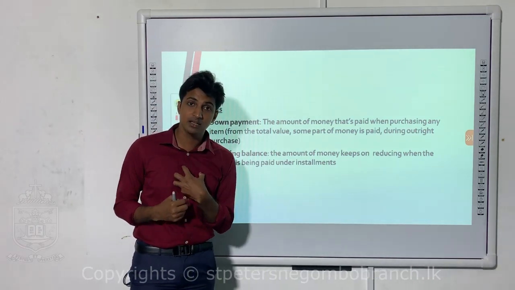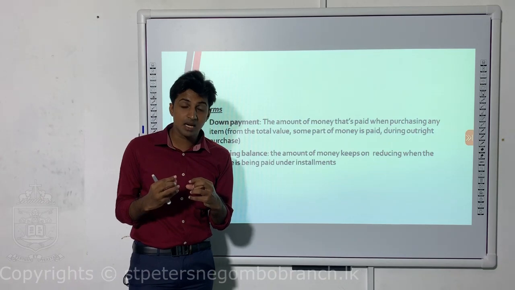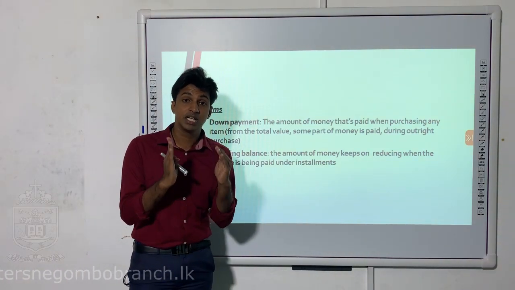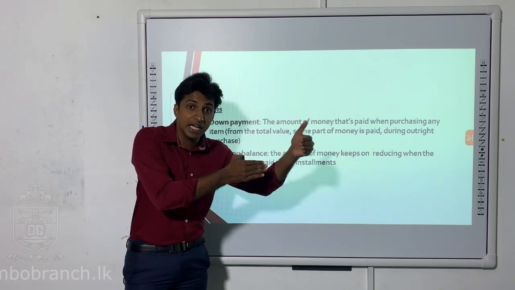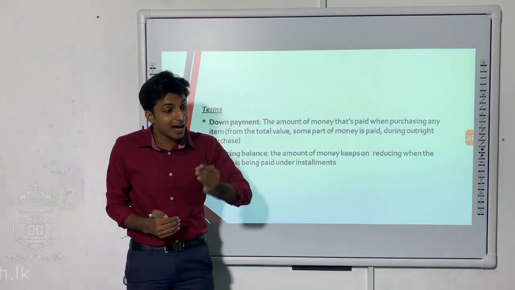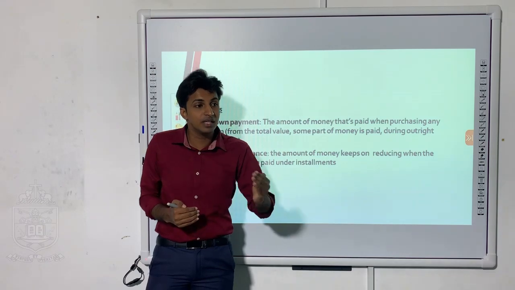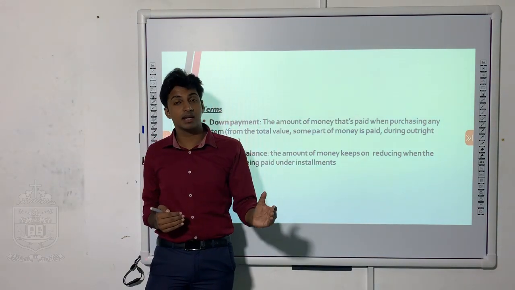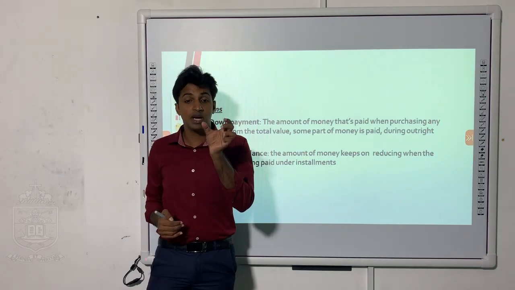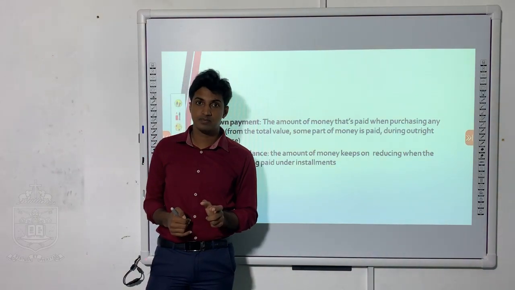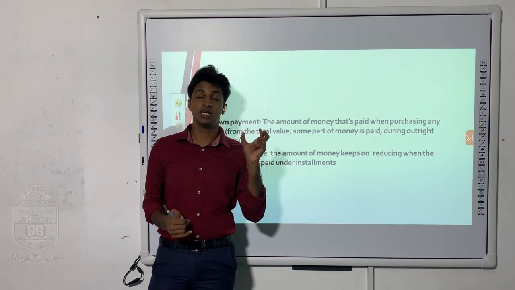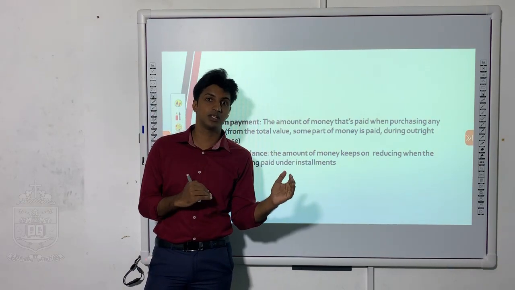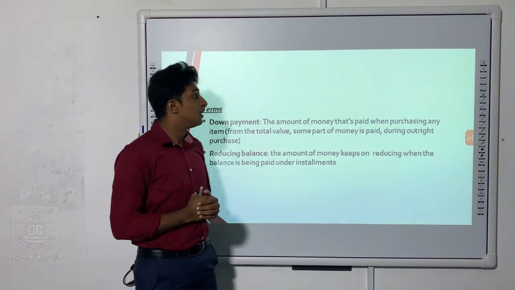I take an item, I pay some amount at the very beginning, then I have a remaining amount. The remaining amount I will have to pay in installments. While I am paying the installments, the amount will get reduced one installment after another. But at the same time, for each installment, you will have to pay an interest. This is the concept of down payment. This is the concept of the reducing balance method, or hire purchase.